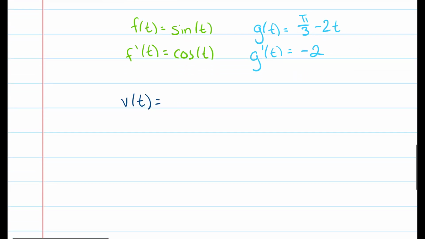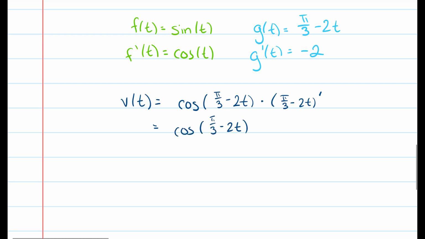So my velocity function then is going to be cosine of pi over 3 minus 2t times the derivative of pi over 3 minus 2t. So it's the derivative of the outside times the derivative of the inside. So I get cosine pi over 3 minus 2t times negative 2. So my final answer is negative 2 cosine pi over 3 minus 2t.